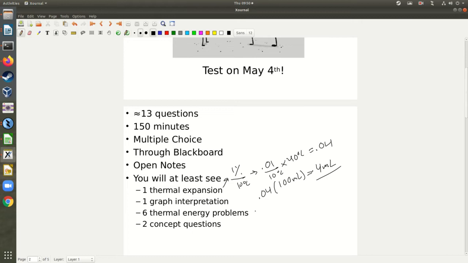You'll have some graph interpretation problems, 6 thermal energy questions. Thermal energy is mc delta T, which is equal to your change in energy. And then 2 concept questions. These will mostly come from the lectures. If you watch the lectures, I should have talked about it, and you should be able to answer them.